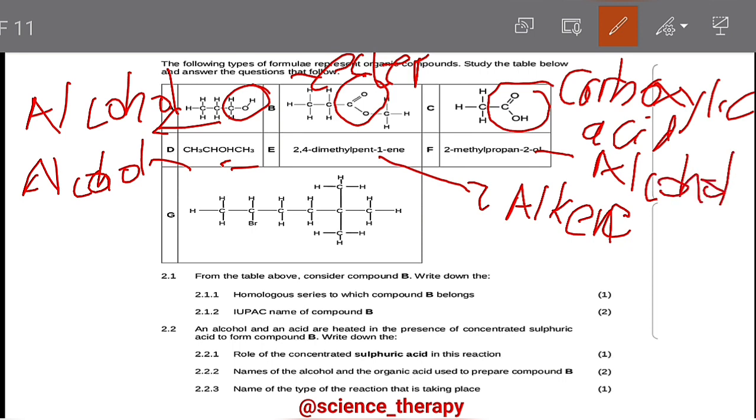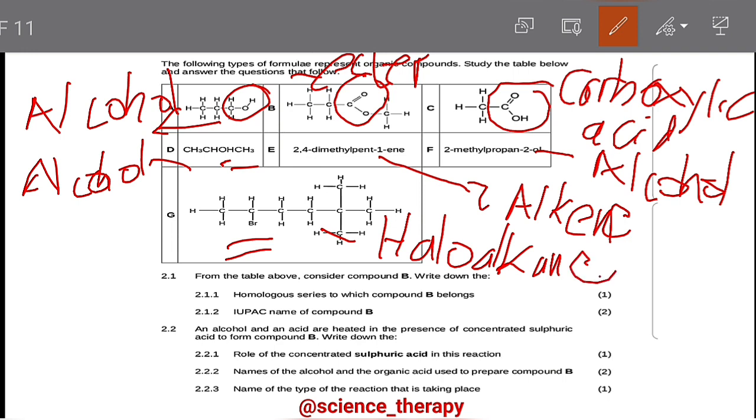Then G, we can spot a bromo there. So once you spot a bromo or a chloro, then it's definitely a haloalkane. Then 2.1: from the table above, consider compound B.